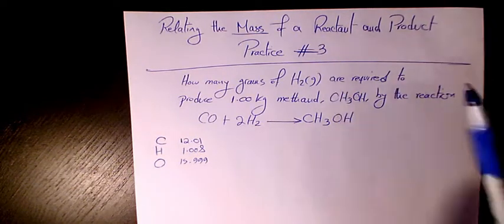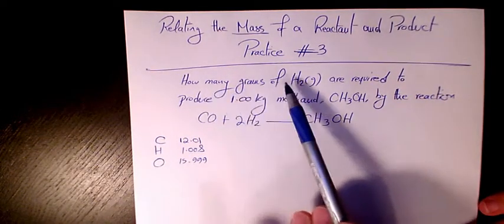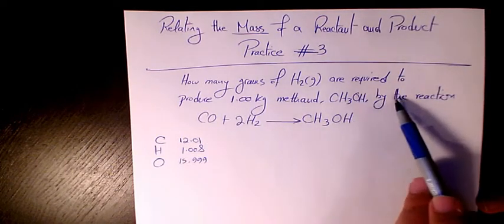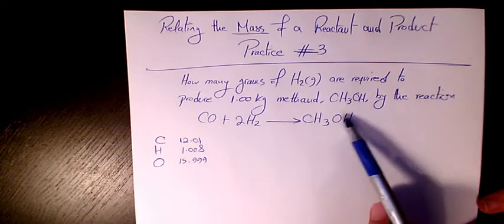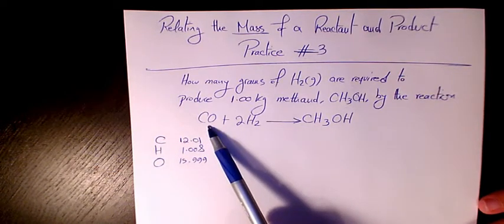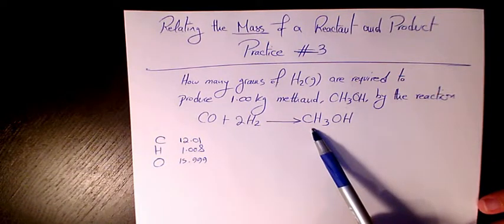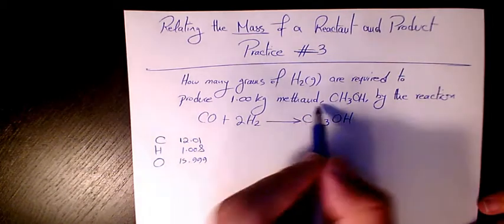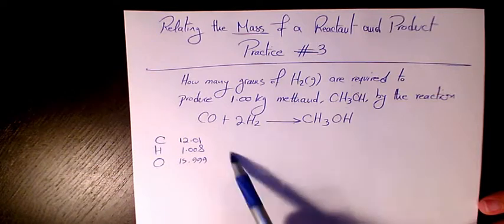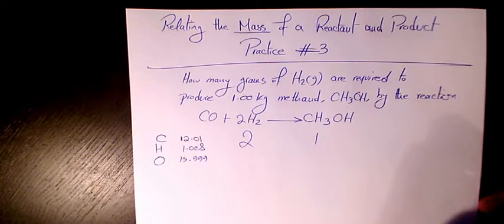This video is practice number 3 and it's relating the mass of reactant and product. The question is saying how many grams of H2 are required to produce 1 kilogram methanol, CH3OH, by the reaction CO plus 2H2 gives methanol. So that's balanced. It means that 1 mole of carbon monoxide reacting with 2 moles of hydrogen will give us 1 mole of methanol. So we want to produce 1 kilogram of methanol, we need to know how much hydrogen we have. So for 2 moles of hydrogen, we will produce 1 mole of methanol.